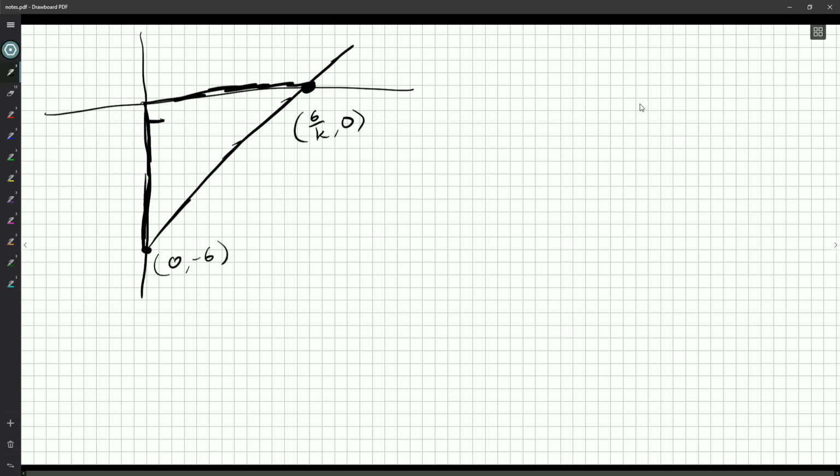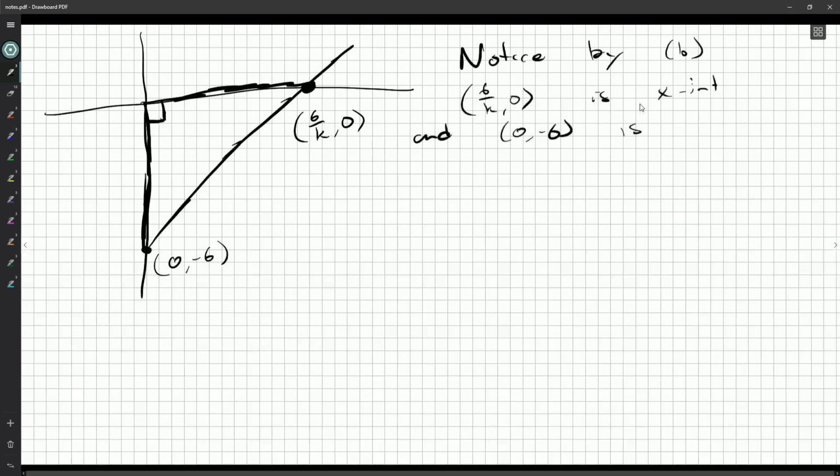So this is what our triangle looks like, and I'm noticing immediately it's a right angle triangle. You can refer to your diagram. You notice that (6/k, 0) is the x-intercept, and (0, -6) is the y-intercept.